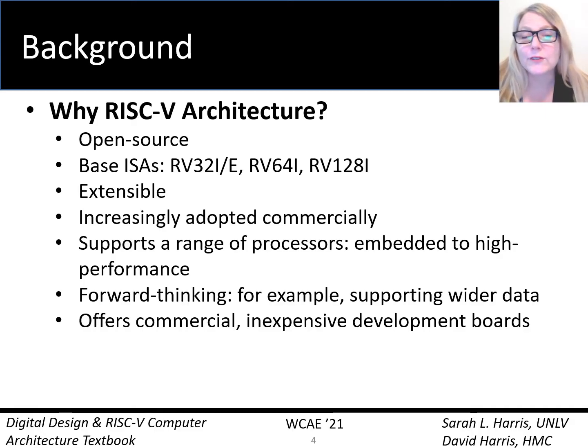Also, RISC-V has base instruction set architectures, base ISAs, RV32, 64, and 128. And this base instruction set makes it so that you can run the compiler and optionally include extensions. And so that's the third point. It's extensible, so if you want to include floating point, you can using an extension, but you're not stuck with implementing instructions that you don't need for your implementation.